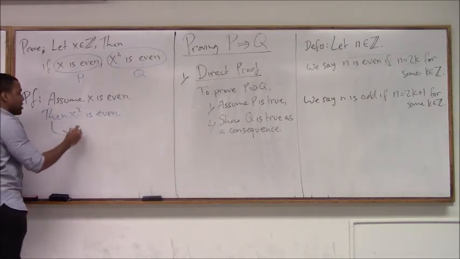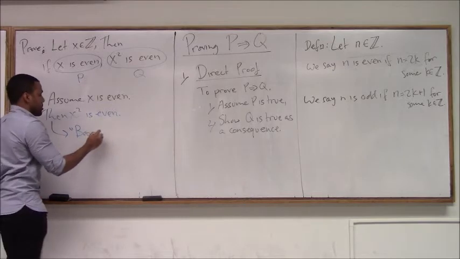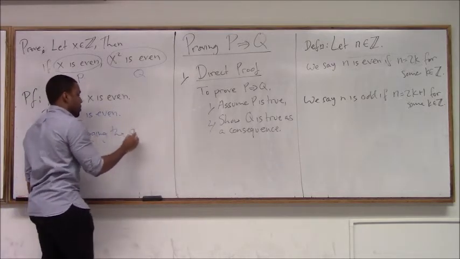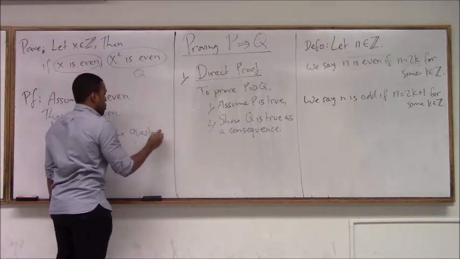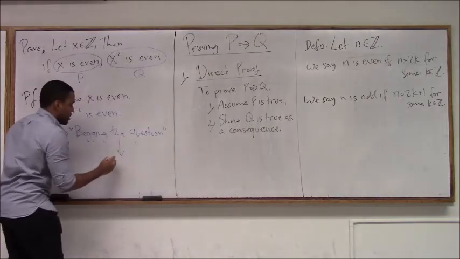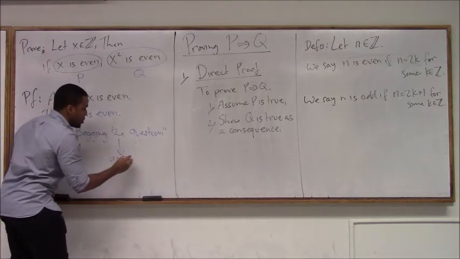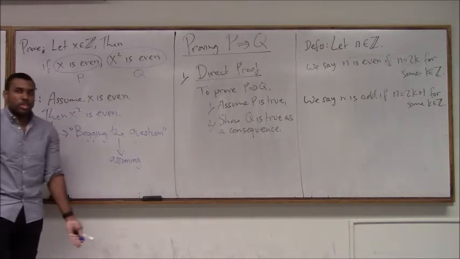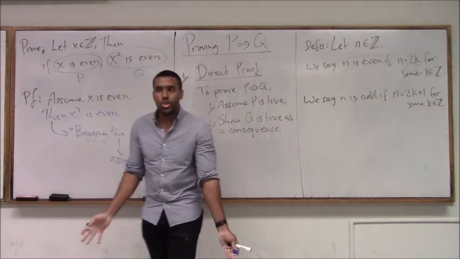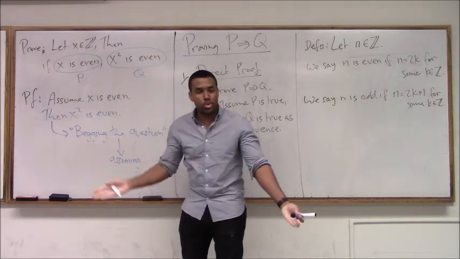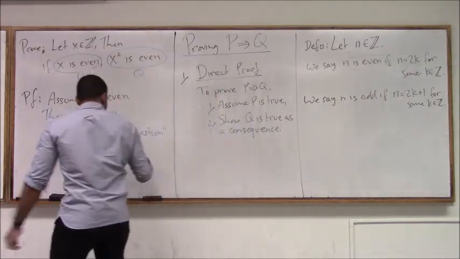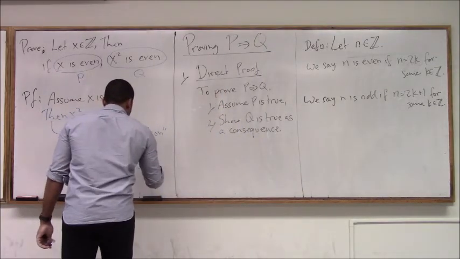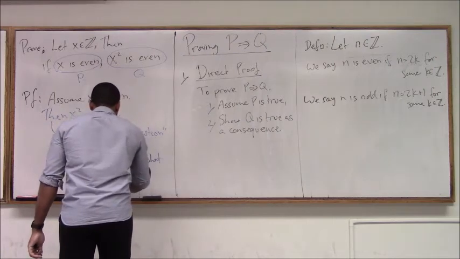This is called begging the question. What does begging the question mean? This means assuming what you need to prove. You need to prove to me that x squared is even. You can't just say x squared is even. That means you're telling me something as if it's true when that's what I asked you to prove in the first place, right? So this means assuming what you need to prove.